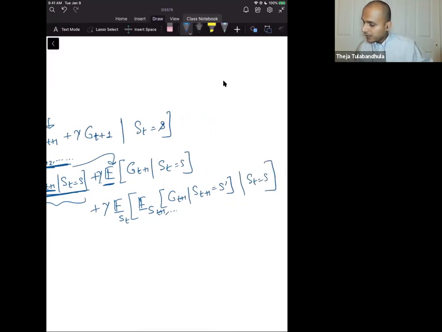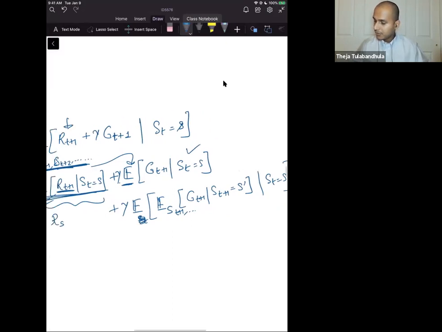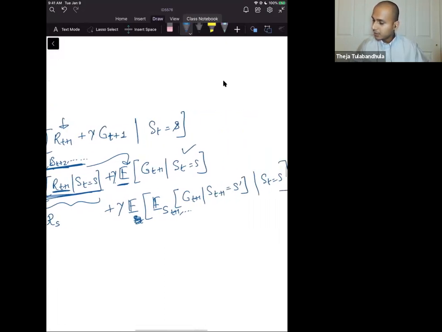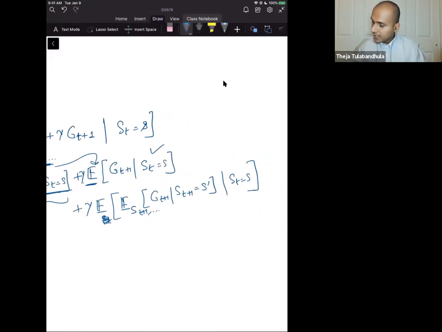So this part is fine. I think I should not have written this. So this expectation is just the same as before. This is with respect to S_t going to S_{t+1}, right? So let's say expectation with respect to, let me write it, S_{t+1}, and then S_{t+2}, and so on.